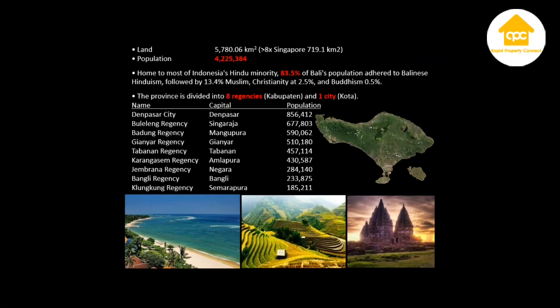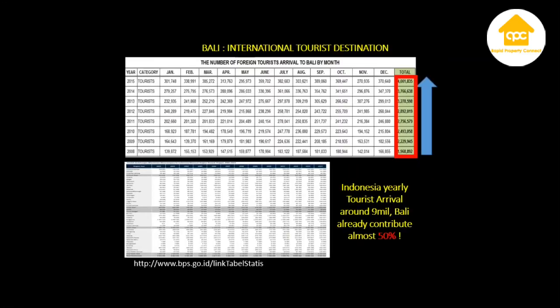And of course, the population is almost 5 million people. Most of the time, people go to Denpasar, where Kuta and the Hard Rock are, on the southern part of Bali. And the second largest capital is actually Singaraja, or these regencies. And look at these interesting facts. Indonesia's yearly tourist arrival is about 9 million people, but Bali already contributes almost 50% of these figures.